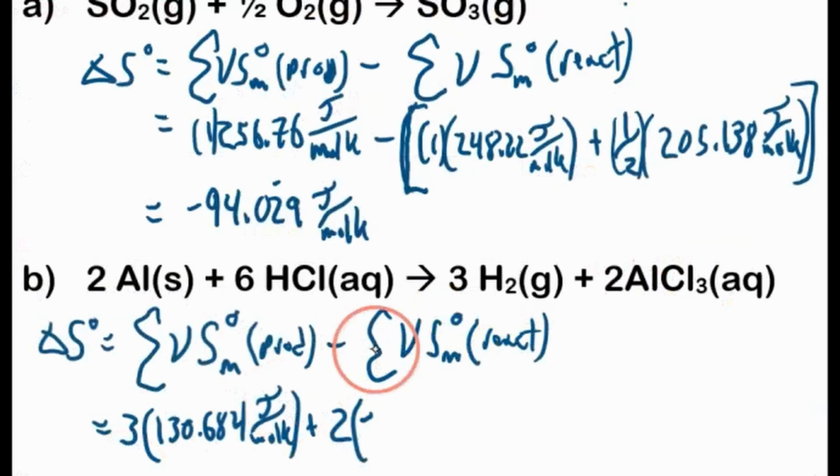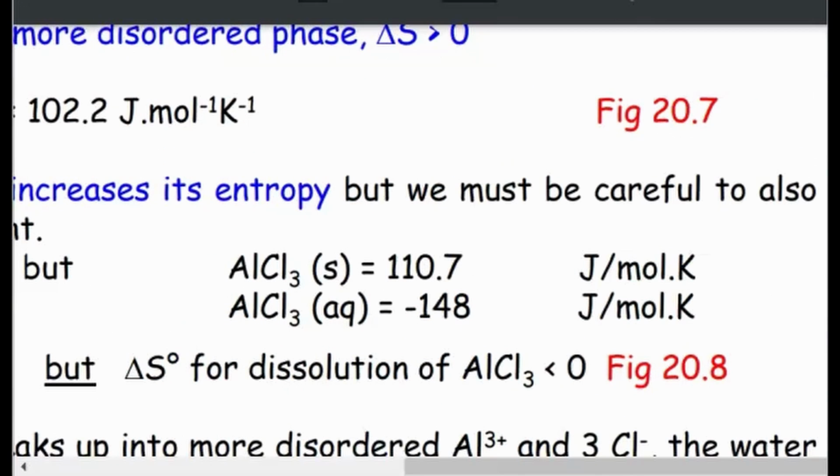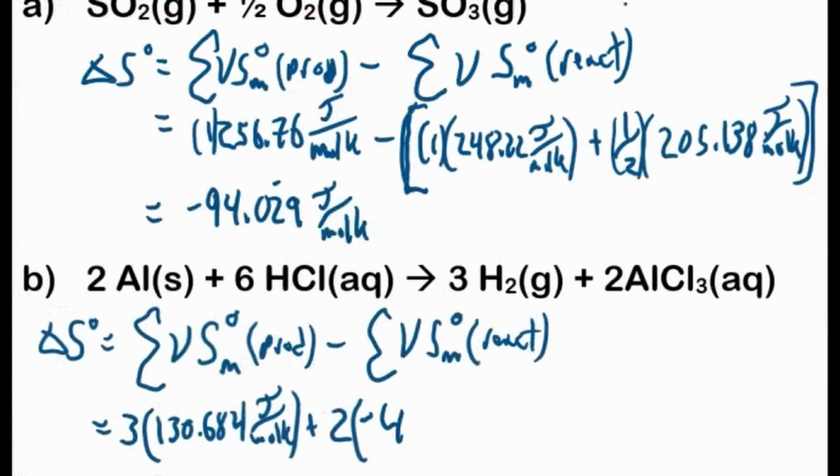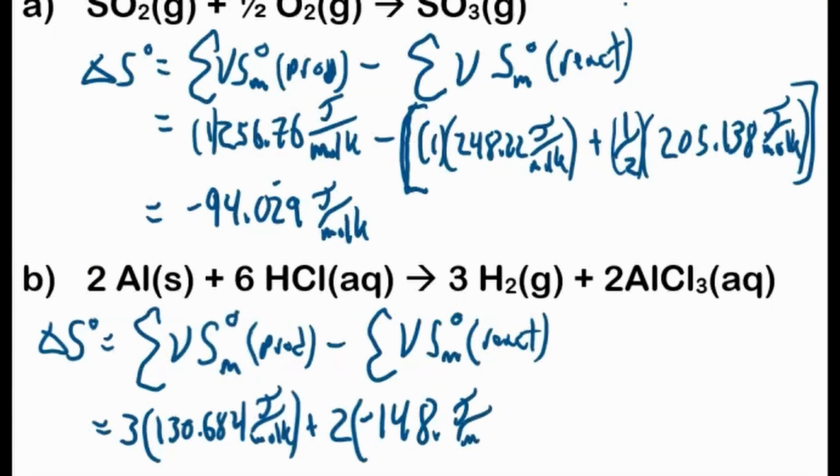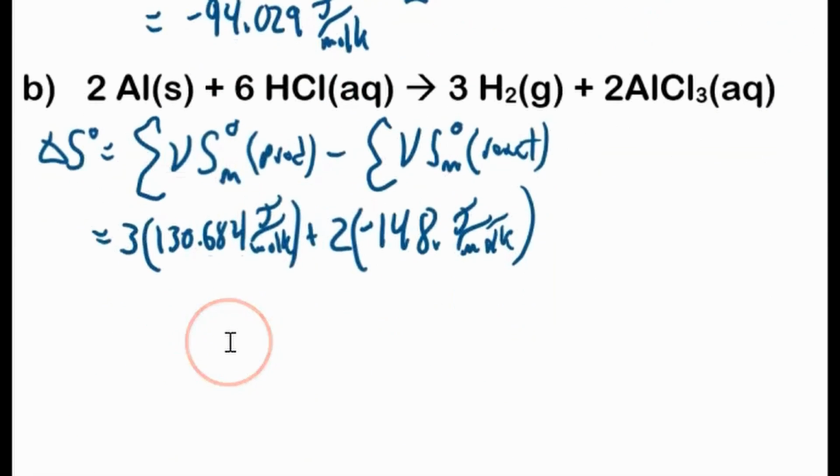Negative is fine, we have this compound here, so it doesn't have to be positive. 148. It doesn't have to be positive because it's existing in solution, right? Not just as it is. Negative 148 joules per mole Kelvin. So we'll just kind of borrow that number.